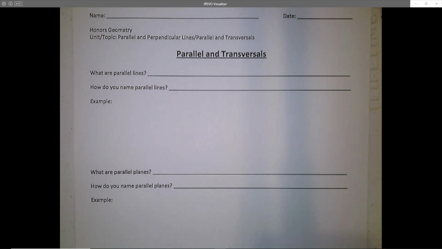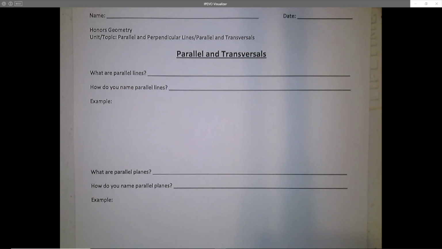We are past Unit 1, which talks about the basics, the formulas, the angles, some of the concepts we are going to see vocabulary the rest of the year. And now we're into Unit 2, which is on parallel and perpendicular lines. And today we're going to start out with the basics. Okay, what are parallel lines?